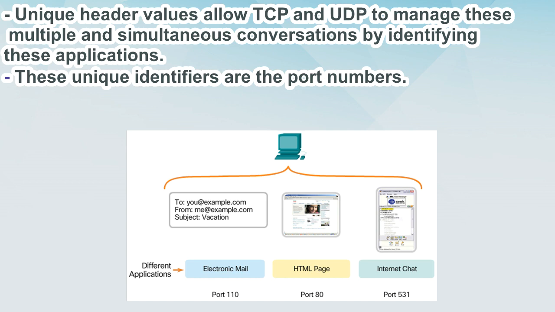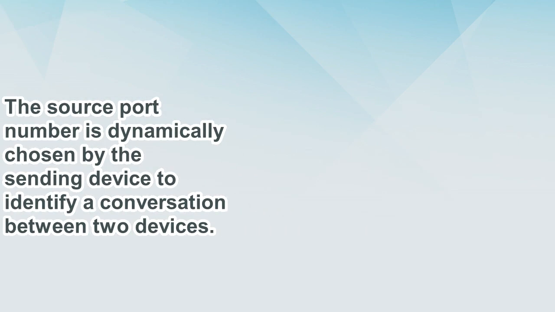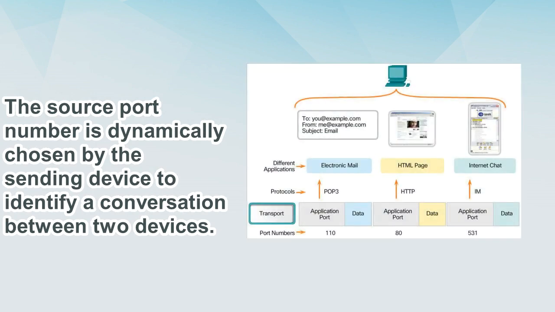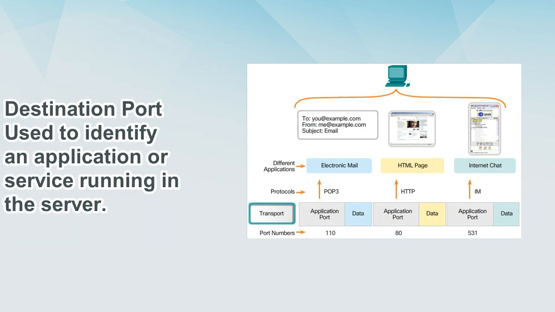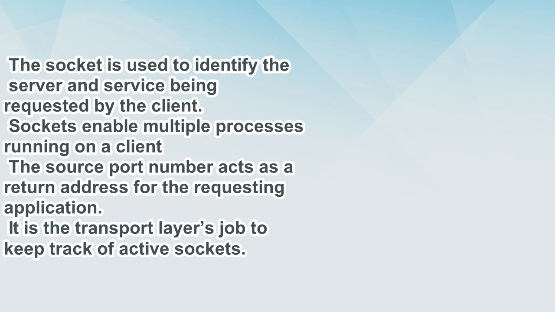These unique identifiers are the port numbers. Source port: the source port number is dynamically chosen by the sending device to identify a conversation between two devices. Destination port: used to identify an application or service running on the server. Socket pairs: the socket is used to identify the server and service being requested by the client.